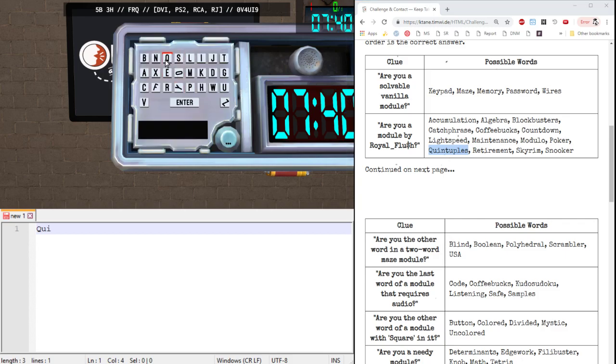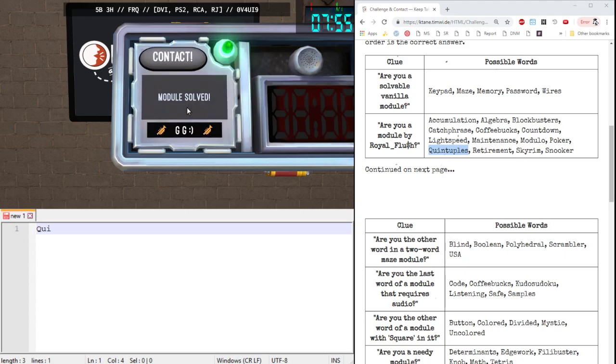Contact. Challenge. T. Where's the U? P-L-E-S. Oof, cut it a little closer that time. That's a solve.